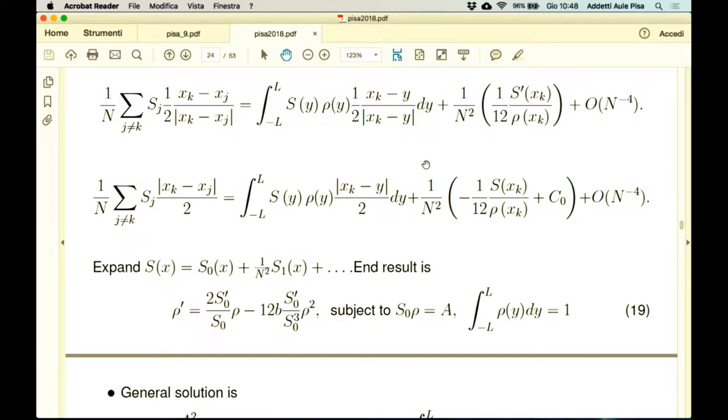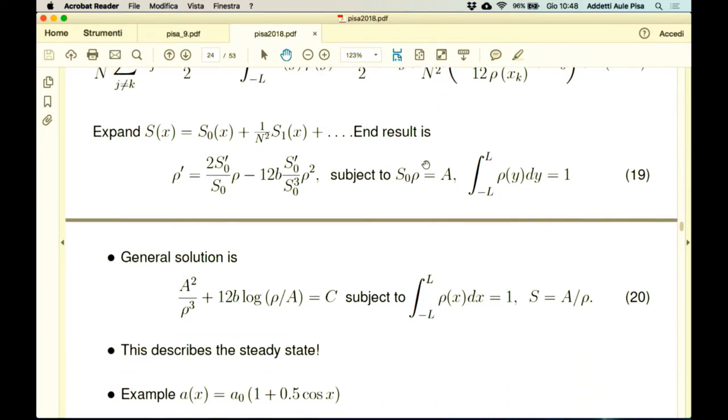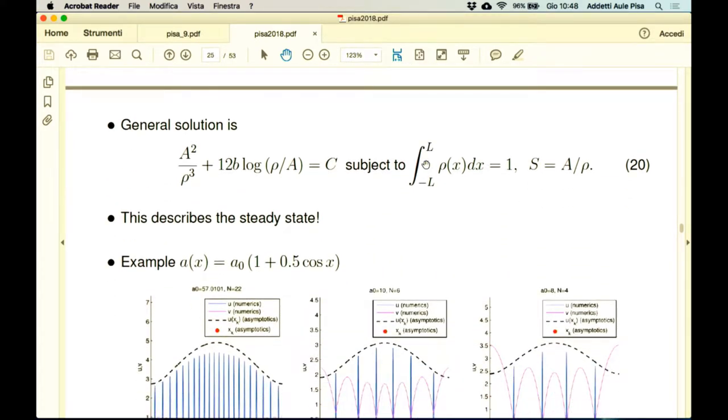Then you expand S in 1 over n squared. At the end of the day, you get this ODE that relates the density and S, subject to some constraint. This is a Riccati ODE in the density, you can solve it. Not Riccati, what's it called? Bernoulli. So it's a Bernoulli ODE, exactly solvable. So you do that, and finally you get a solution relating the density and the A here, the precipitation rate. It's subject to this constraint. And from that, you can draw all these pictures, and it all works really well.